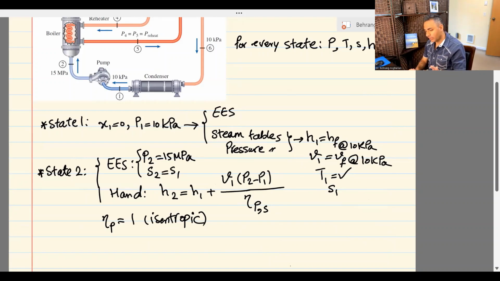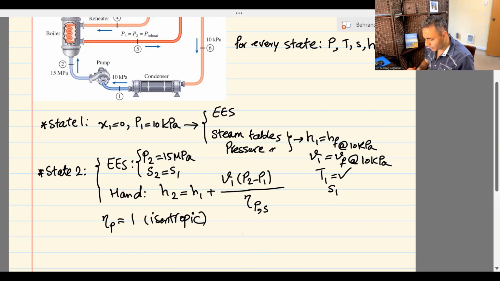You might ask, okay, wait a second, how did you get this equation? H2 is H1 plus V1 times (P2 minus P1) over the isentropic efficiency. I have a video and I can put the link there. You can go watch that video. It's about 40 minutes, and it explains where this equation comes from. So that's it.